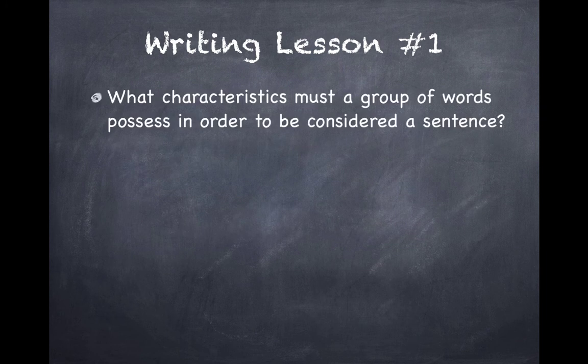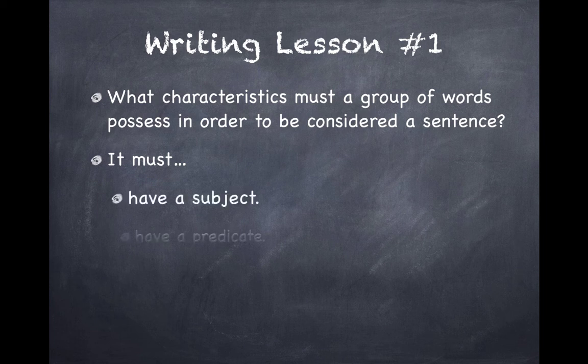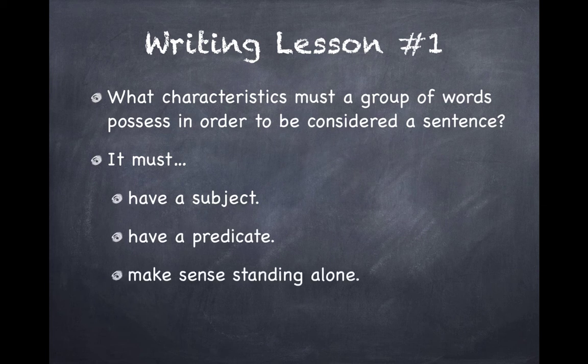Now, what characteristics must a group of words possess in order to be considered a sentence? If you were listening on the last slide, we told all three characteristics, and that's actually one thing you should be able to do by the end of today's lesson. In order to be considered a sentence, a group of words must have a subject, have a predicate or a verb, and it must make sense standing alone. You must have all three of those or it's not considered a sentence.